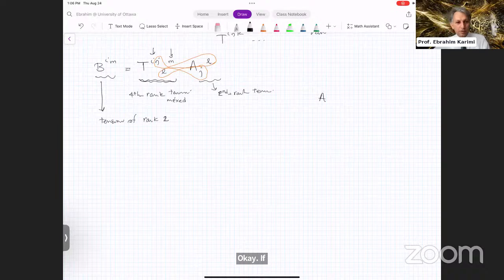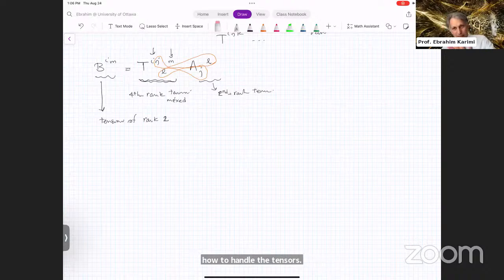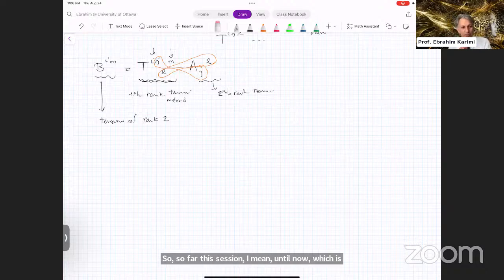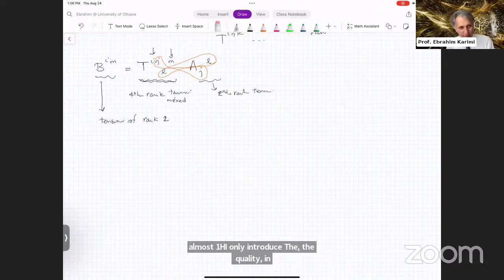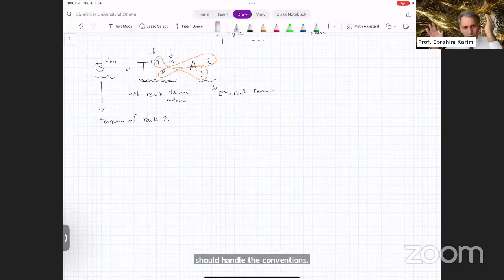Okay. If there is no question, I will go on to how to handle the tensors. So far in this session, almost 1 hour until now, I only introduced the tensors, the covariant formalism, and the contravariant formalism. And I told you how the conventions are introduced and how we should handle them. Now hereafter, I will say something more.